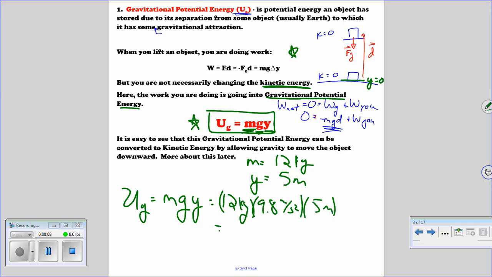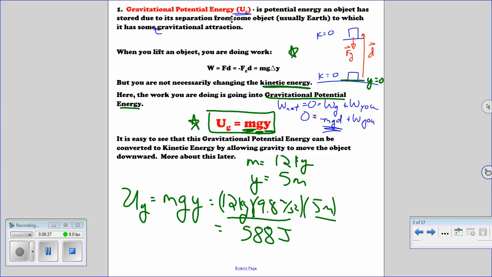So multiply this all out. Notice you are going to get Newton meters, or joules. In this case, you get 588 joules. So that is the deal with gravitational potential energy.